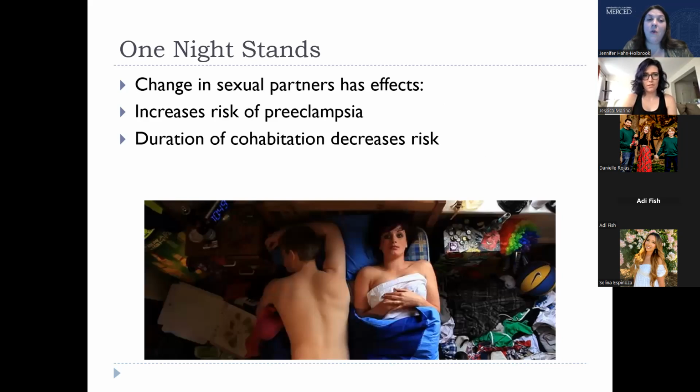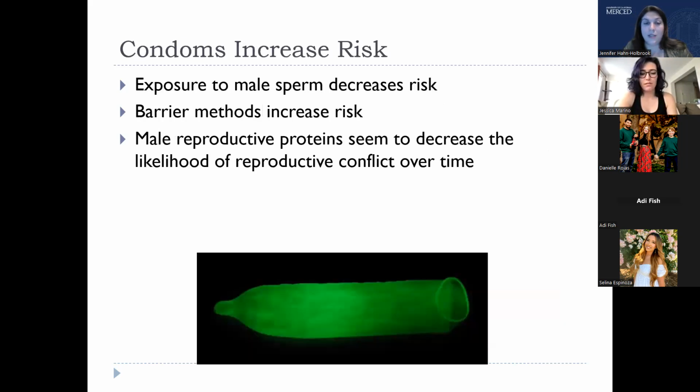Also, risk factors for preeclampsia include changes in sexual partners, which increases the risk. If you have a one-night stand and end up getting pregnant, you are much more likely to get preeclampsia. The amount of time you spent living with the male is associated with lower preeclampsia risk. Condoms increase risk. If you've had sex with your partner for years but have been using condoms, and then you decide to have a baby and stop using condoms, the mom's never really been exposed to the sperm or the antigen, and it increases preeclampsia risk. So male reproductive proteins seem to decrease the likelihood of reproductive conflict over time.